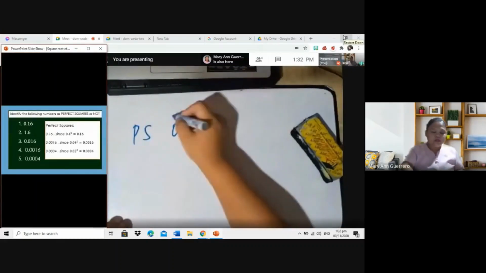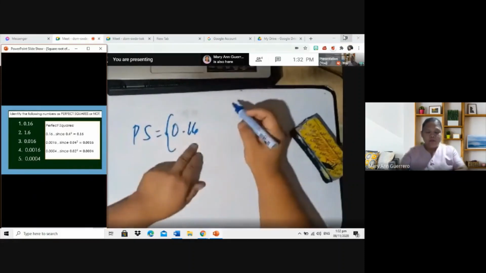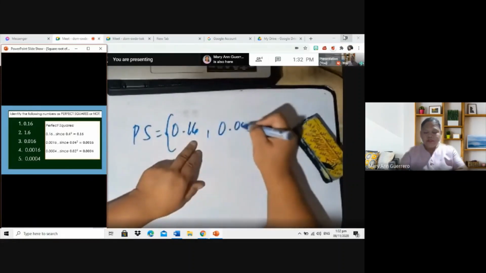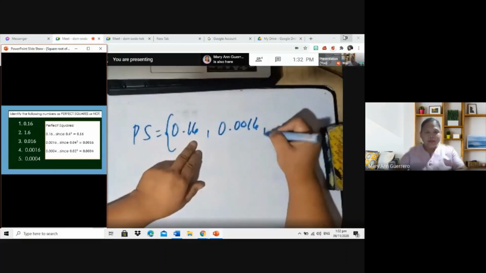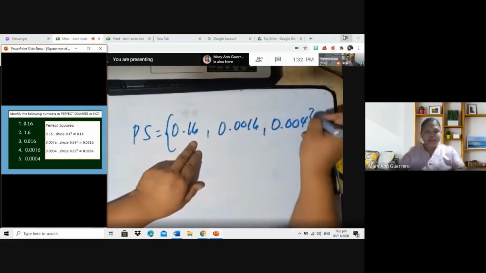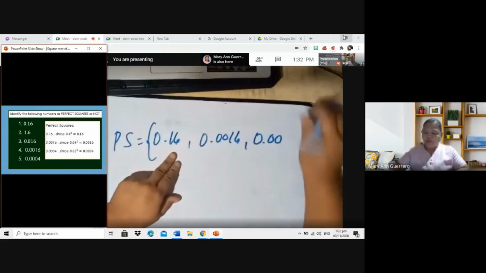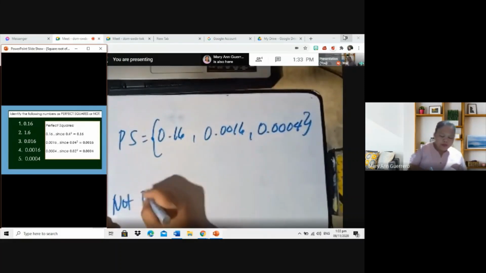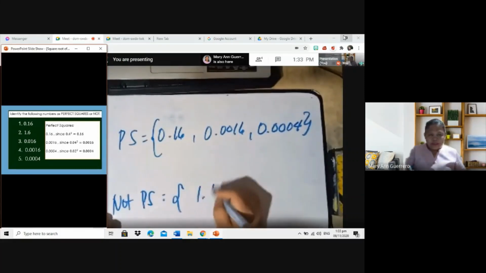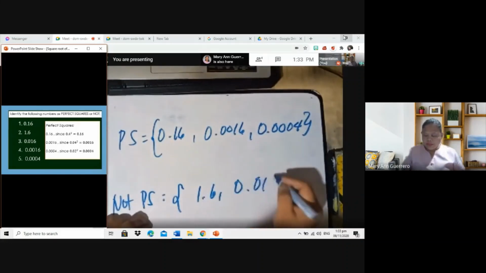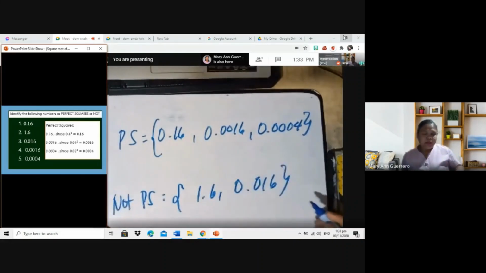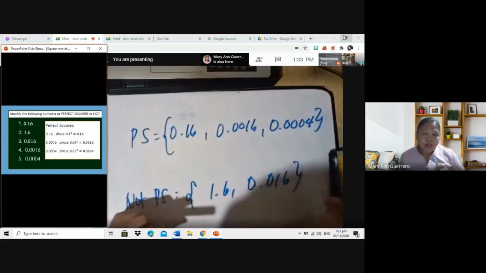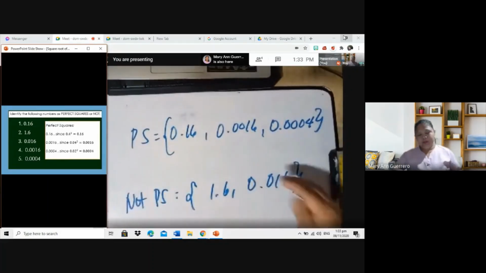We have the list or the set of perfect squares. We have 0.16, 0.0016, and 0.004. Yan, mga perfect square daw yan. Okay? So, yung not perfect square ay 1.6, 0.016. So, kailangan yung non-zero digit muna ay perfect square. Pare-pareho naman siyang perfect square, di ba? So, kailan siya perfect square, kailan siya hindi perfect square.